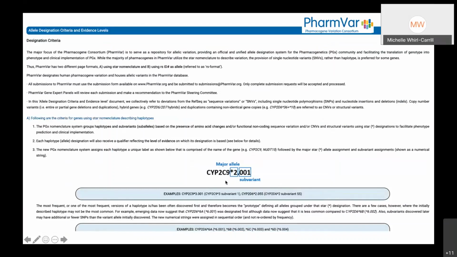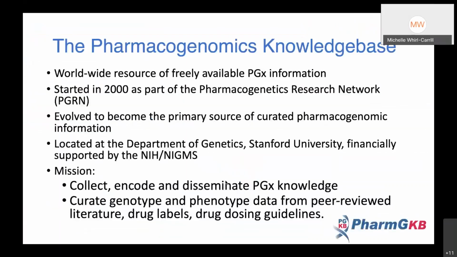So I'm not going to get into the nitty gritty there, but I want everyone to know that all that information is transparent. It's found on PharmVar. And if you have the patience to read through it, it will explain to you how the nomenclature is derived. Okay. So I'm not going to go into any more on PharmVar. And I'm going to switch over now to PharmGKB.